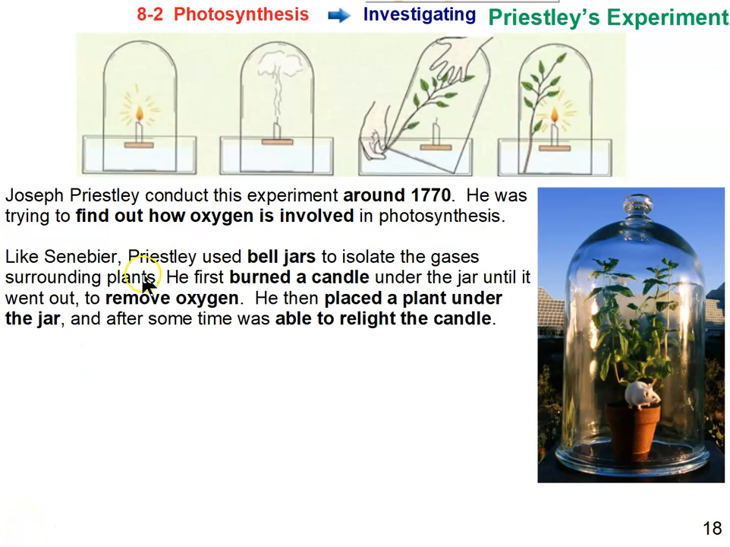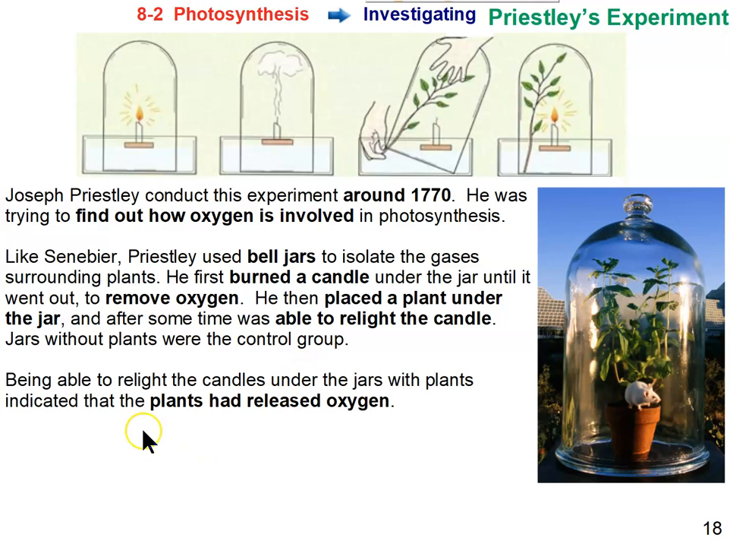So this just explains what I just explained here. He used the bell jar to surround the plants. He burned a candle to remove the oxygen, placed the plant under the jar, and he was then, after a while, able to relight the candle. Of course, the jars without the plants were the control group. Being able to relight the candle indicated the plants had released oxygen. So that's what he concluded. And of course he was right.